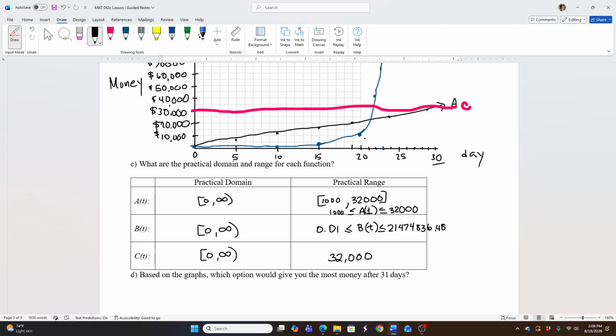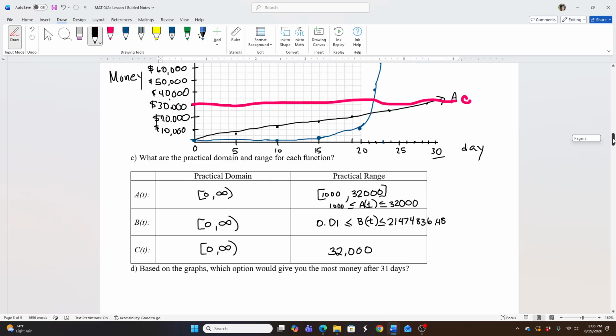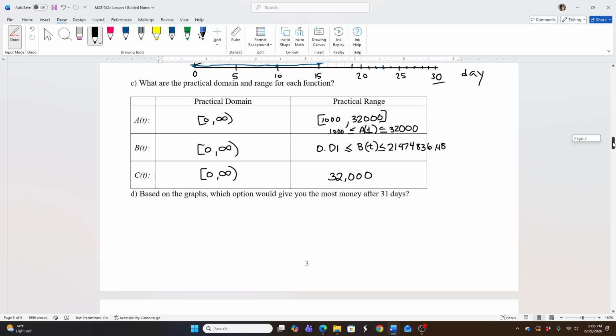Our range tells us the y values that are depicted in the graph and on our y-axis here, our vertical axis. All right. So based on the graphs, which option would give you the most money after 31 days? Well, obviously option B. We're going to go with B. Let's keep rolling here.